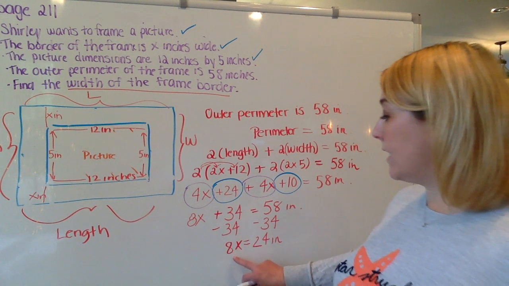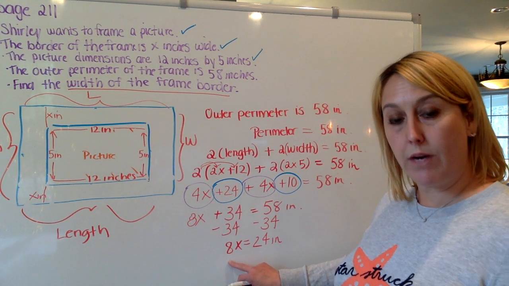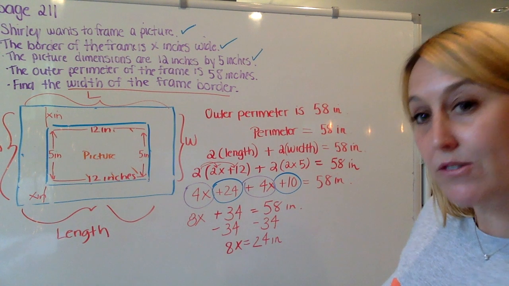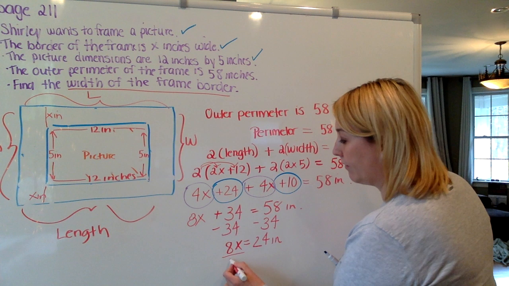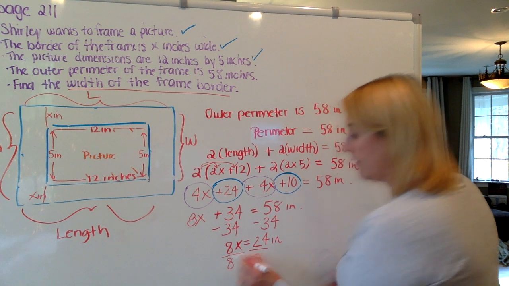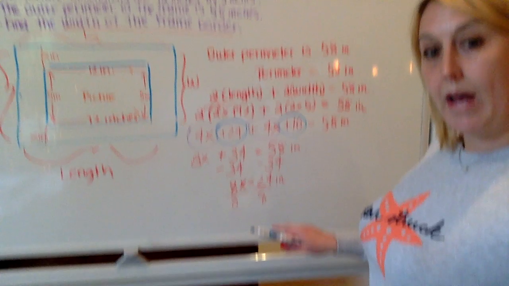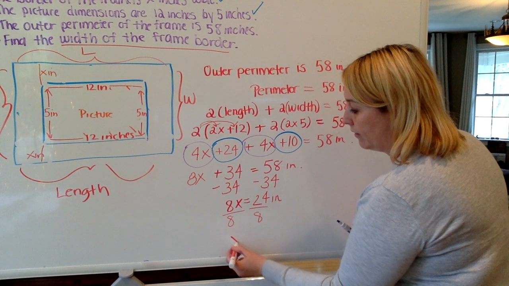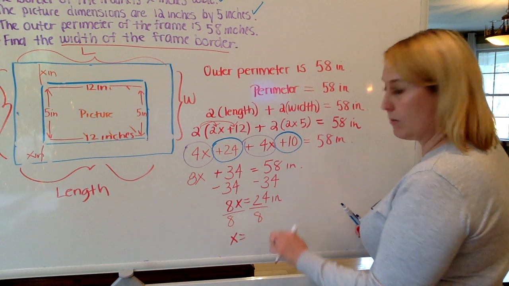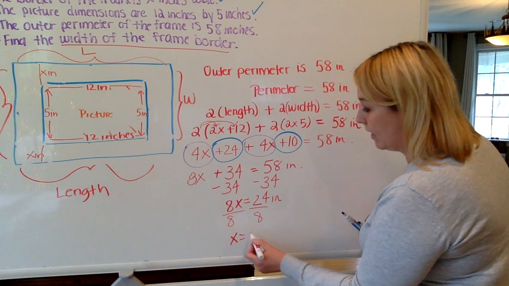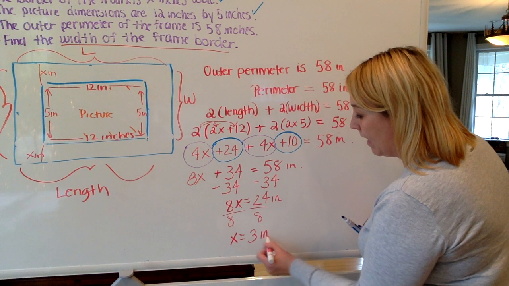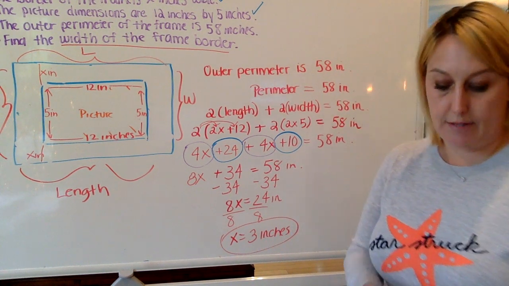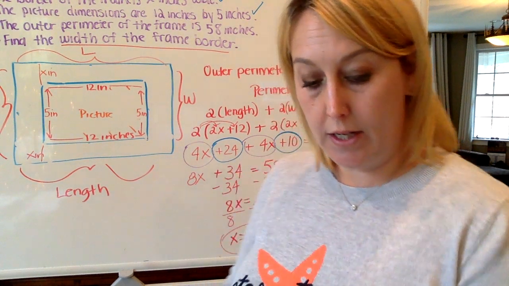And I'm not fully done because I still have a coefficient on my variable, right? And it's multiplication. So how do I get rid of multiplication? What's the inverse operation? Well, divide 8 by 8, right? Because if I divide 8 by 8, I'm going to get 1x. And then I need to do the same on the right side. So 8 divided by 8 is 1. So I don't need to write that out. I know 1x is the same as x. 24 divided by 8 is 3. It's positive. X is equal to 3 inches.